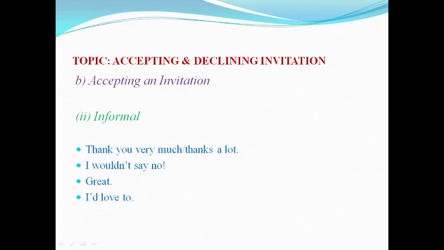Friends, the next type of acceptance of invitation is the informal way. We can accept invitations in an informal way. Here are some expressions on the screen you can look at. Thank you very much for your invitation. Or thanks a lot for your invitation. Or thanks a lot for inviting me to your birthday party.